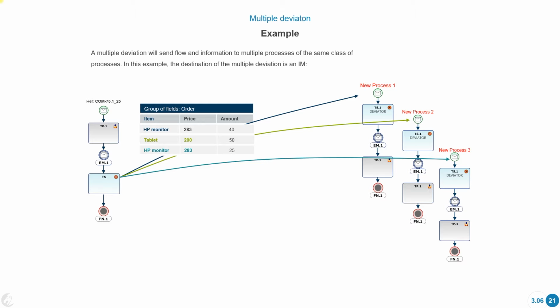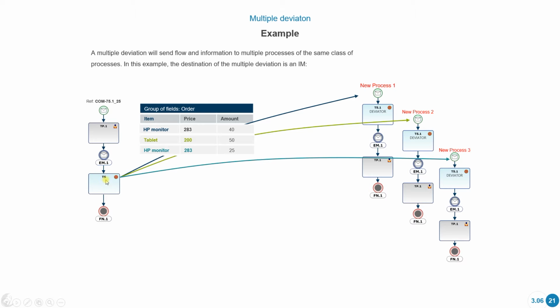So let's say in the source process, I have this group of fields that's called orders, and I've got three lines. One has an HP monitor, the second line has a tablet, and the third line has another HP monitor. We can deviate each one of these lines to a different process, creating a new process for each one of these lines. So the flow reaches the system task.